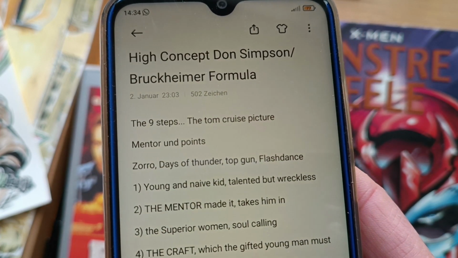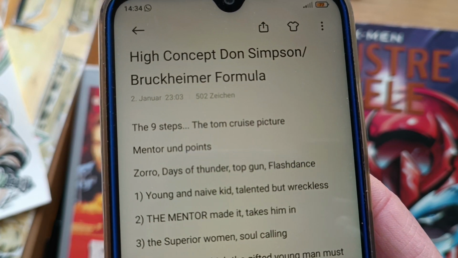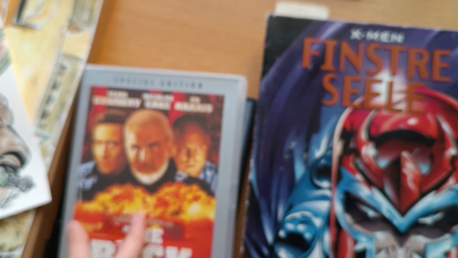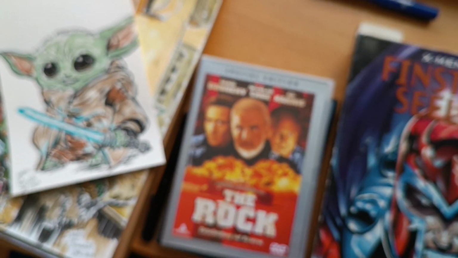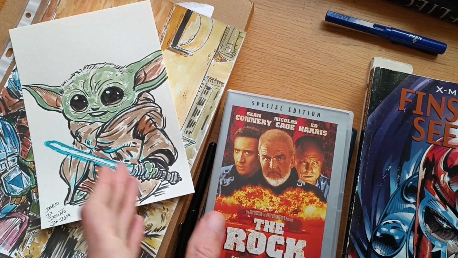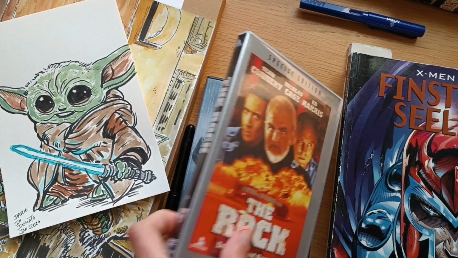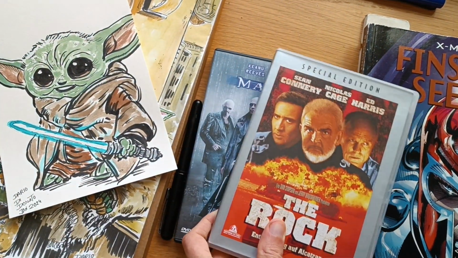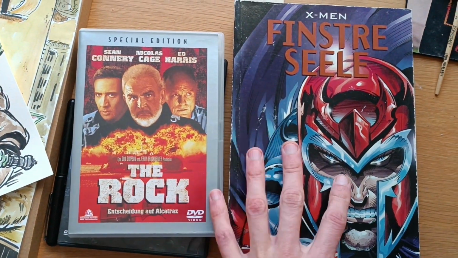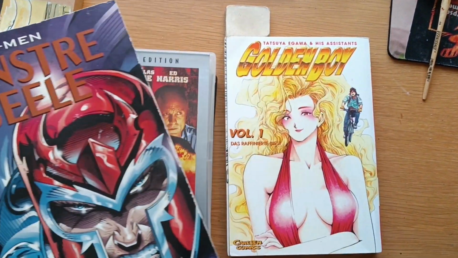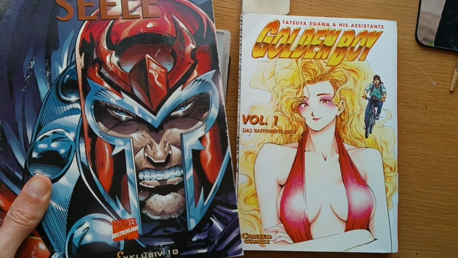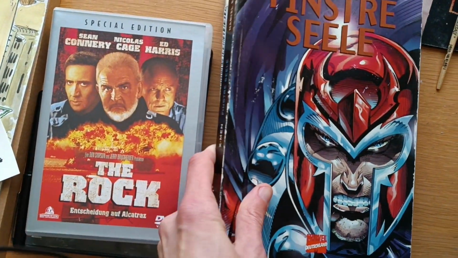And as you can see here, high concept, Don Simpson formula, 9 steps, the Tom Cruise picture. But we have the Tom Cruise picture also in The Rock. We have the high concept pretty much in this movie and in this movie, and we have it also in Star Wars. Bear with me, I will break down the points, and I was putting a bunch of comics here so that you have something to look at while I'm talking about it.